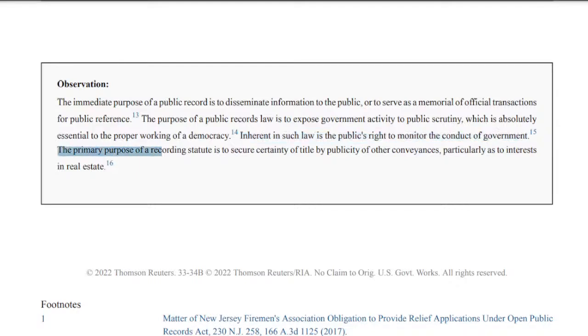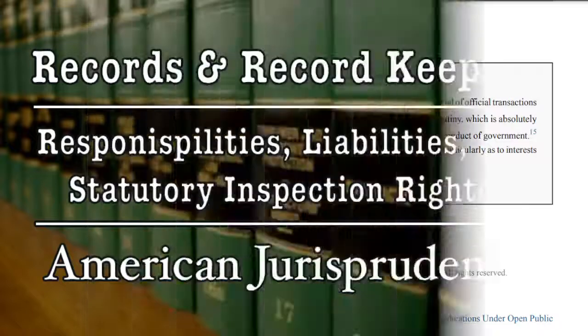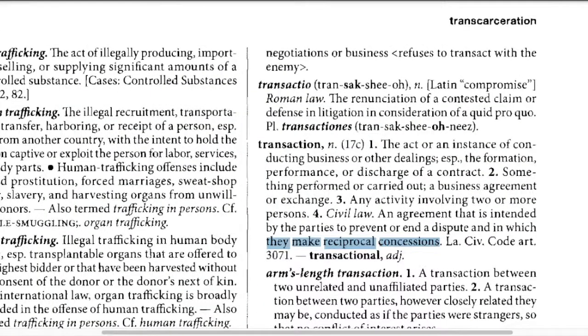The primary purpose of a recording statute is to secure certainty of title by publicity of other conveyances, particularly as to interests in real estate. So the primary purpose of a recording statute is to secure certainty of title by publicity of other conveyances, particularly as to interest in real estate. So let's look at conveyances and see what we can pull on that.